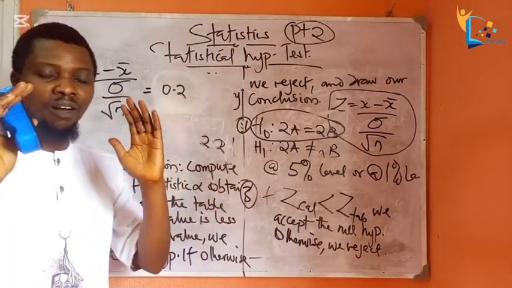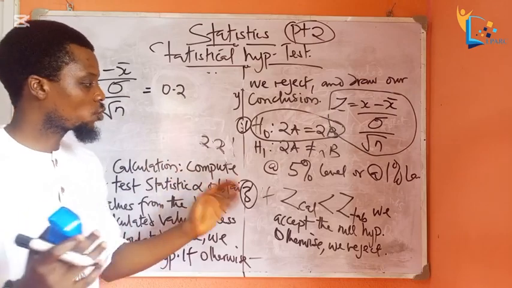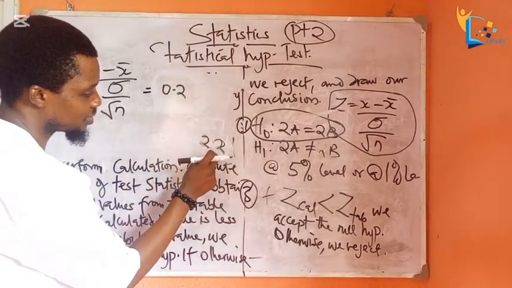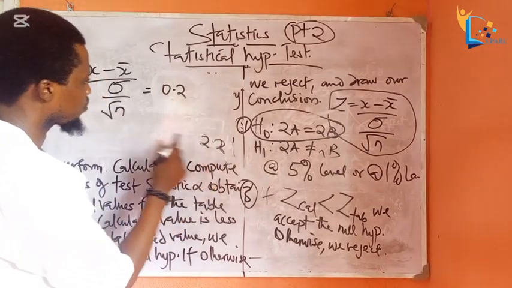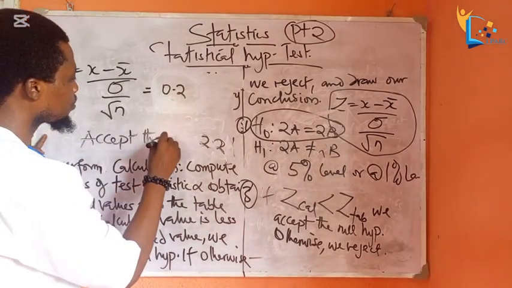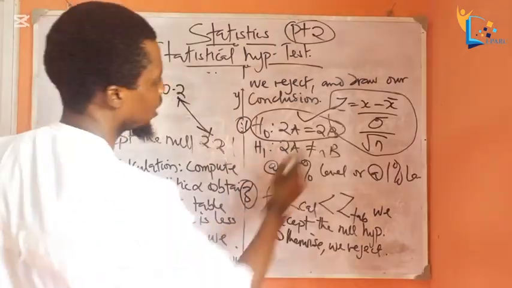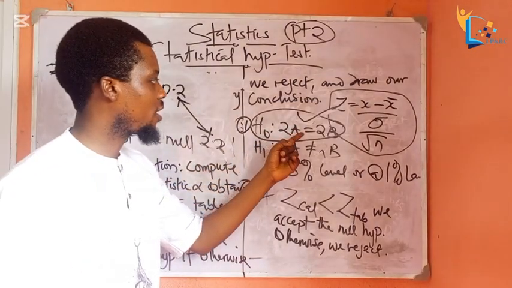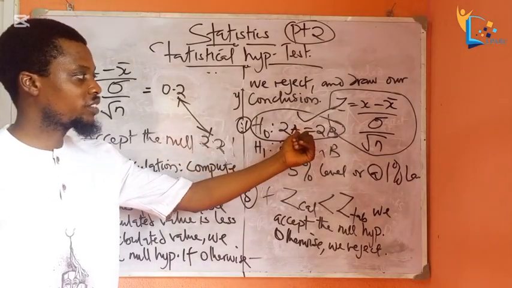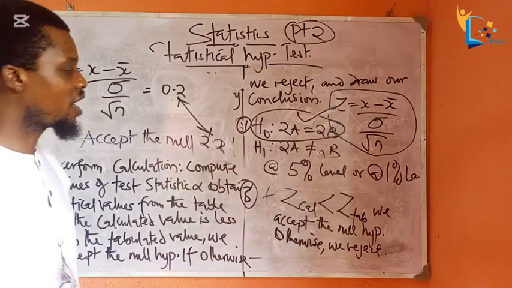The tabulated value comes from what we call the statistical table. Maybe in the next class, I'm going to bring it to show you how it is. So z calculated is this, z tabulated is this. Since this one is less than the tabulated, we accept the null hypothesis, which says students in 2A are equally brilliant with students in 2B. That will be our conclusion: students in 2A are equally brilliant with students in 2B at 0.05 level of significance.